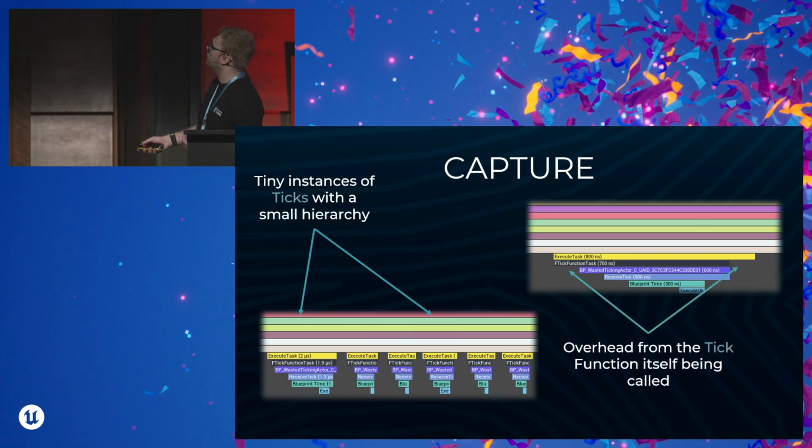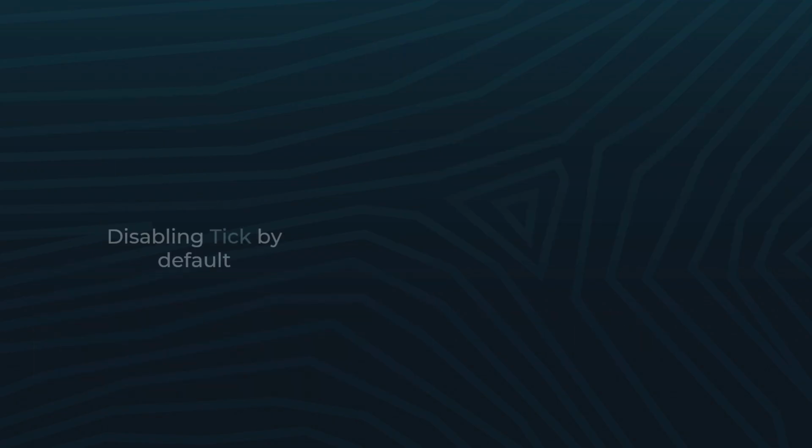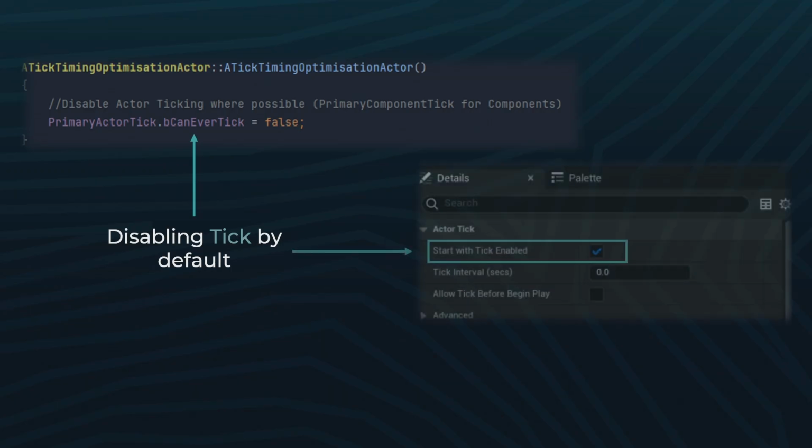But when we zoom in, we can see how not only is there an overhead between all of these tick functions, there's an overhead within the function itself. So the execute task has got a bit of an overhead, the tick function task has got a bit of an overhead. So this can quickly add up. So we can disable that by default. If we're in C++, we can change our primary actor or primary component tick to switch off the can ever tick. We can also register this if needed, but most of the time it's not too needed. If we're in blueprints, we can turn off the start with tick enabled. And even better, if you go into your project settings, you can turn this off by default.